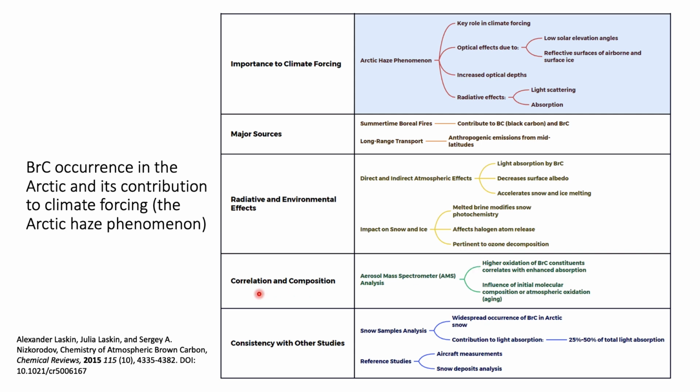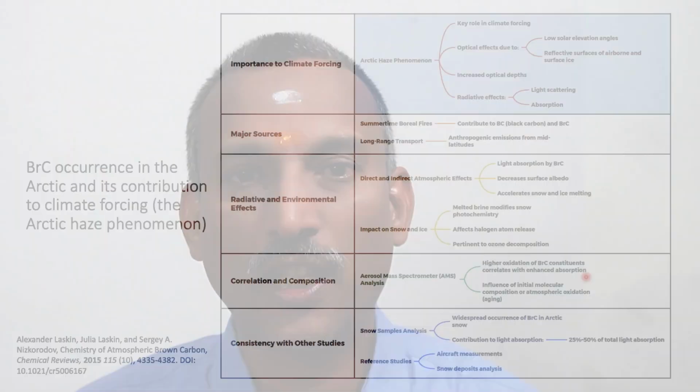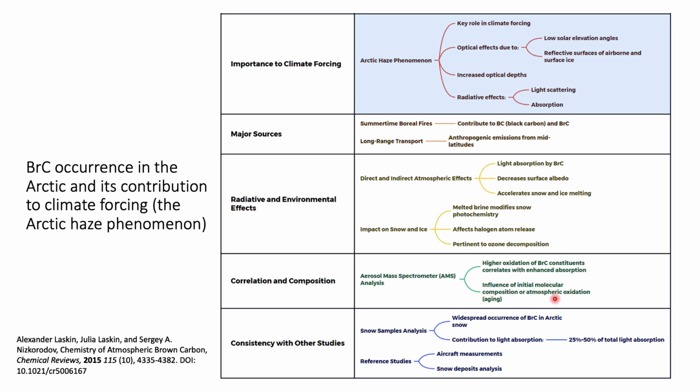About these particular effects, and the correlation and the composition is basically how do we know the brown carbon present in the aerosol is responsible for that. We can do some mass spectroscopic analysis. So the higher oxidation of brown carbon constituents correlates with enhanced absorption. So this is one of the ways by which we can actually correlate the brown carbon to atmospheric heating. And also the influence of the initial molecular composition of atmospheric oxidation, so aging. So these are some of the chemical reactions that can be used to find out how the brown carbon affects aerosols mechanism.